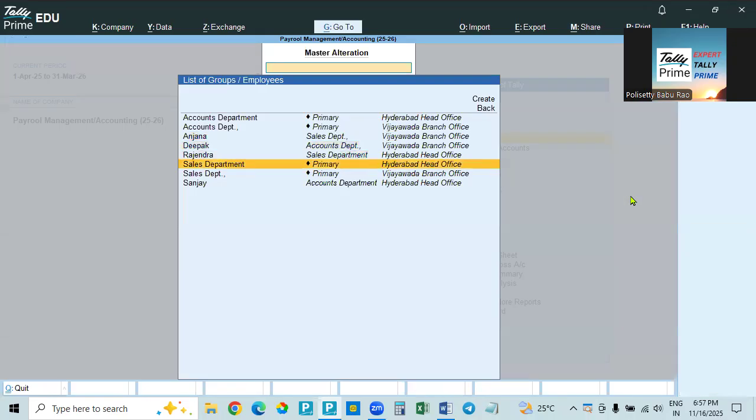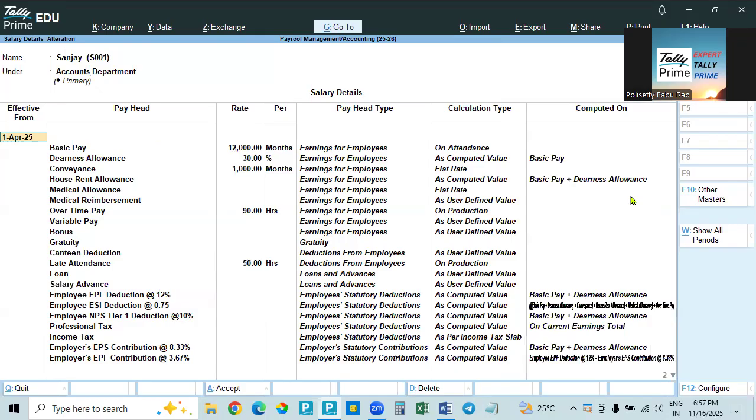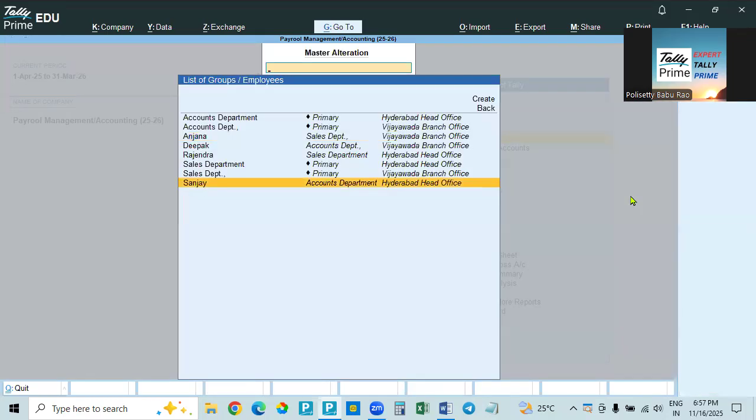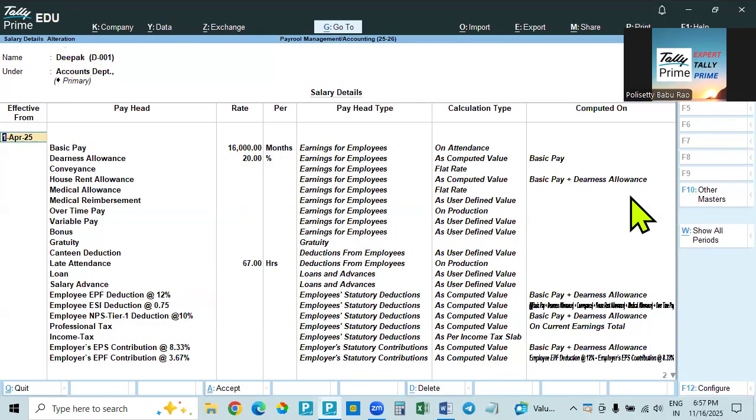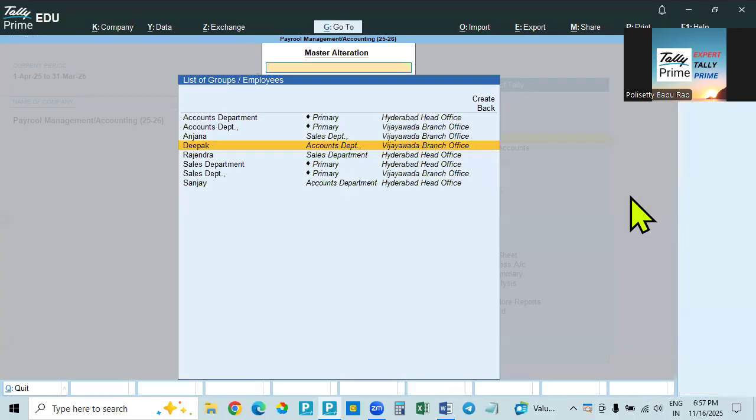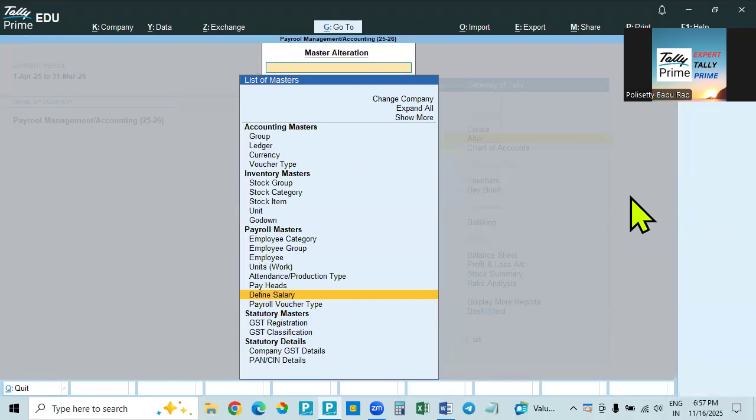So all the salaries of everyone we have defined now, and this defined salary is for the whole month. So we will not pay anyone for the whole month. We will pay everyone as per his attendance. Now up to this, all this is over.